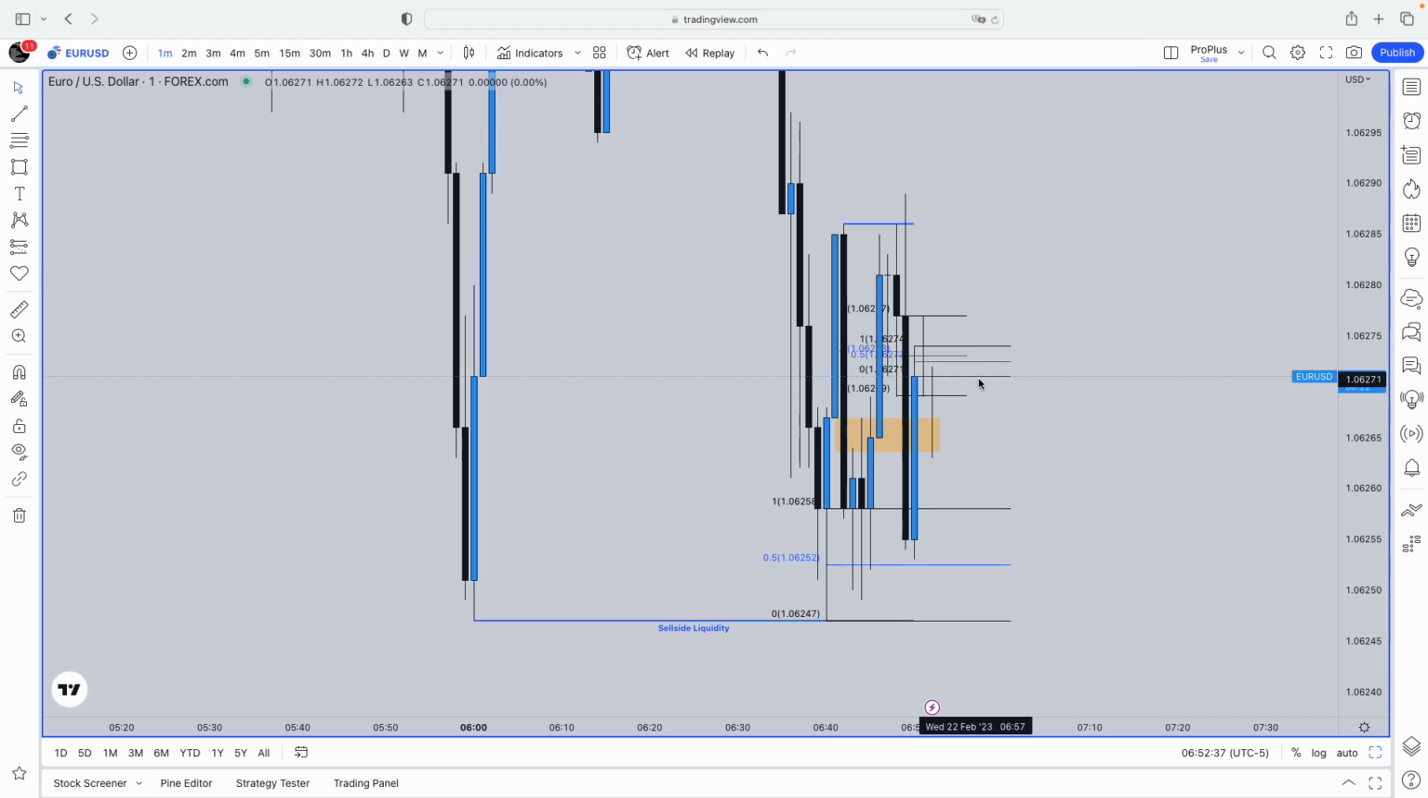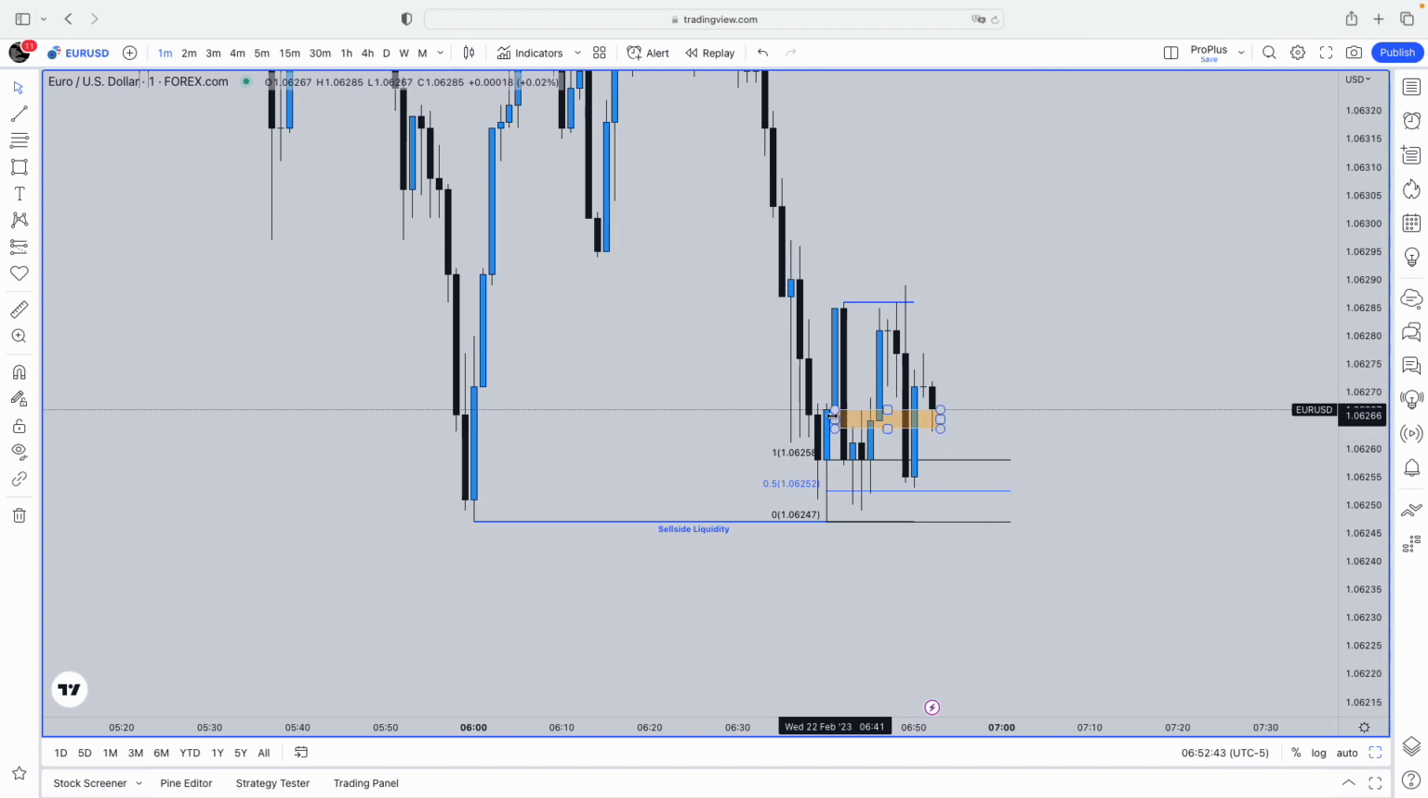Getting a little bit messy. I still need to learn that bit anyway. But yeah, this fair value gap here. Price pushed above, pushed lower, pushed above. It's acting as support now. If it acts as resistance it heads lower, if it acts as support, higher.